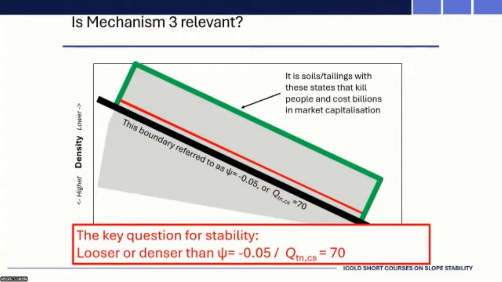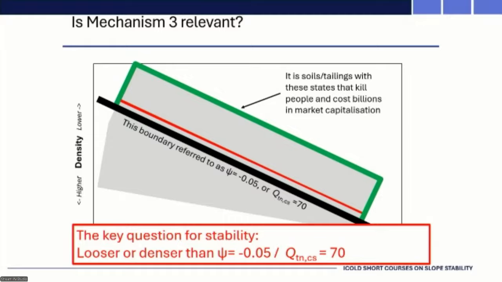So again, we have this boundary, the solid black line, which is the minus 0.05. That actually turns out to be quite similar to Robertson's QTN CS line equivalent to 70. That's on that plot of tip resistance against friction ratio. Louis showed this in a few forms today. And that value of Q equal to 70 has become very widely used in our industry. And it's not a bad option.